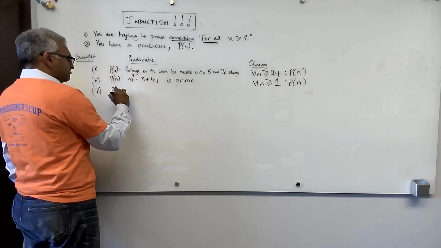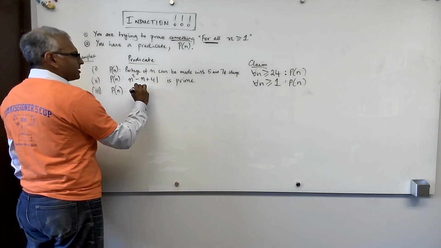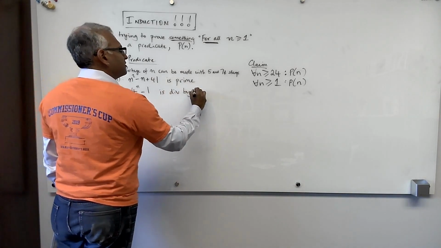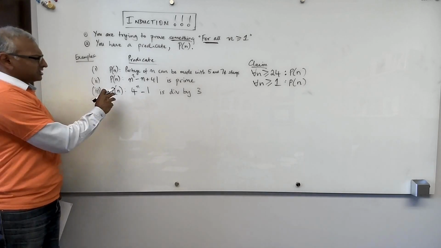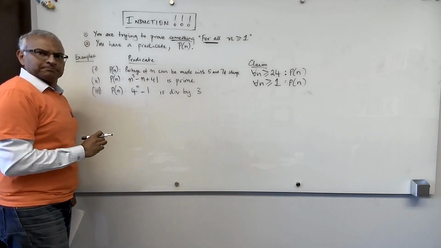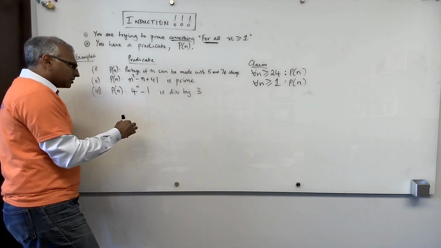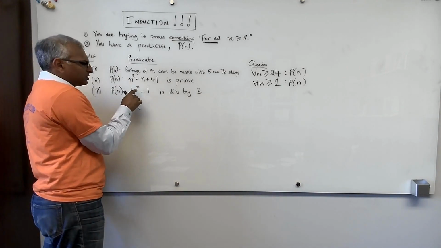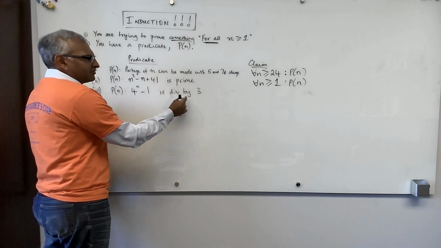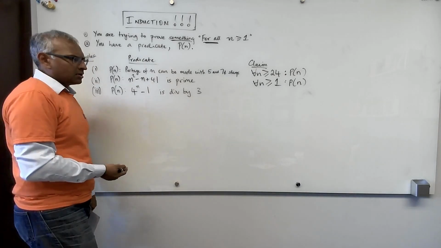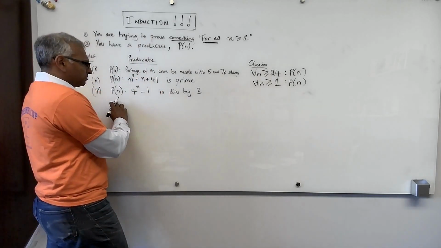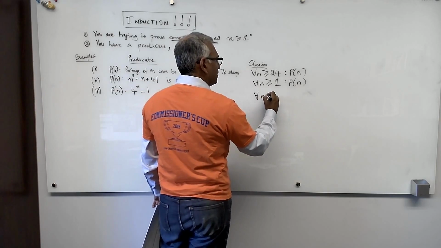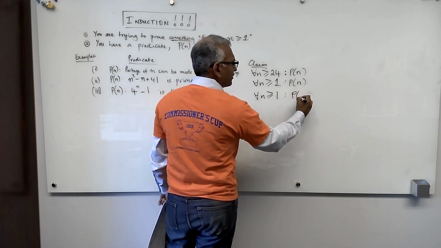Here's another example. P of n: 4 raised to the power n minus 1 is divisible by 3. It's a predicate. It says input n and produces a claim, a statement. For example, when n equals 1, P of 1 says that 4 to the power 1, which is 4, minus 1, which is 3, so 3 is divisible by 3, clearly true. And what's the claim I'm making? I'm going to assert that P of n is true for all n greater than or equal to 1.